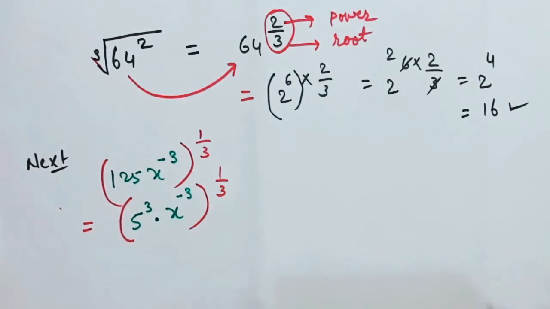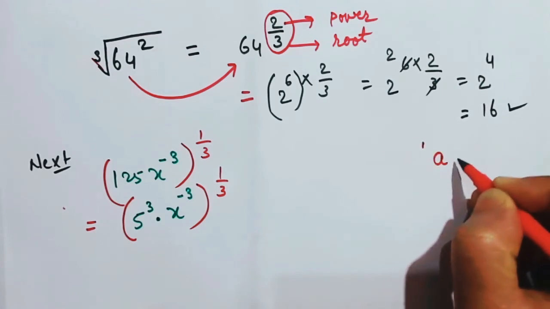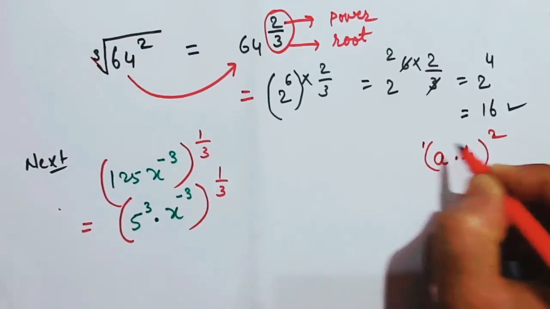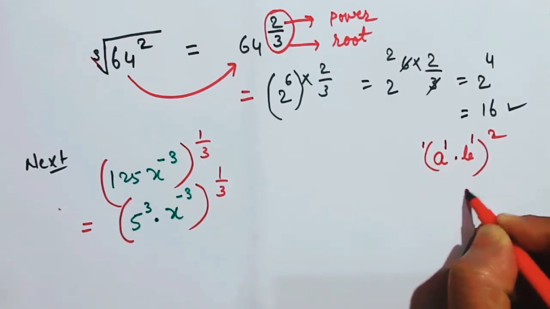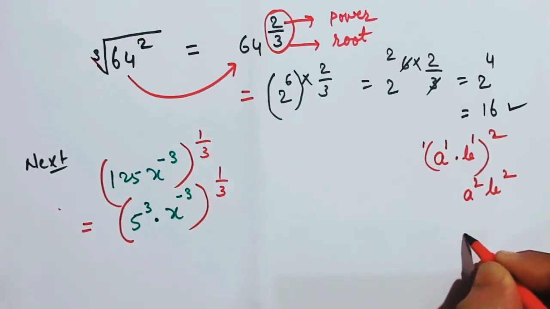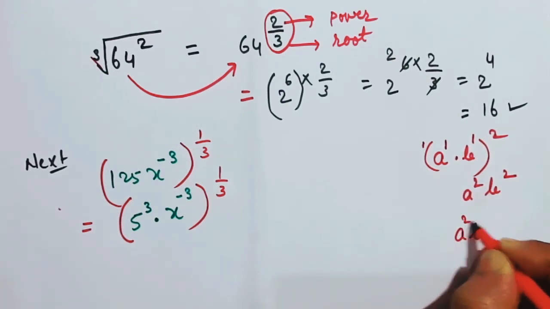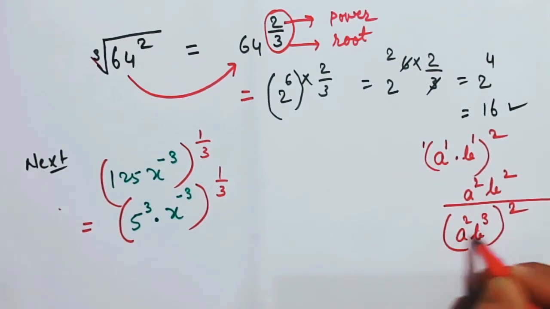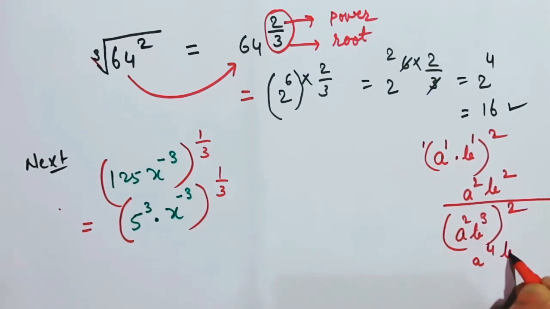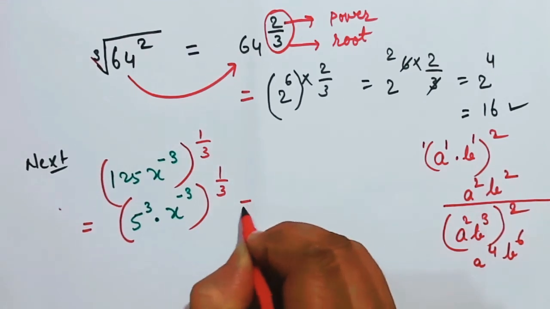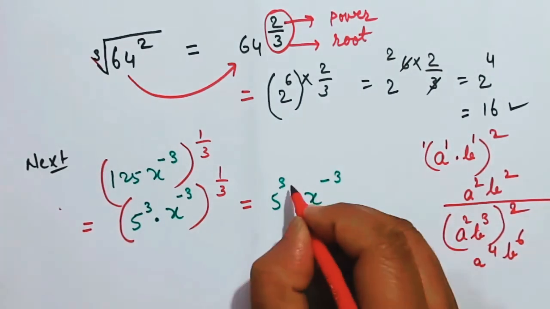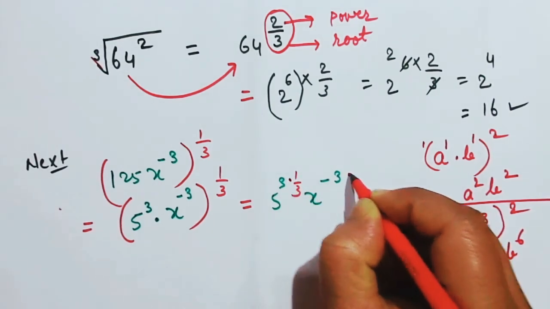Now, my dear, if you have a times b raised to the power 2, this 2 should be multiplied to its power also and this power also, and this will become a square b square. So if you have multiple terms over here, like a square b cube raised to the power 2, for example, we will have to multiply each of these powers. It will become a to the power 4 and b to the power 6. Similarly, over here you will get 5 cube x to the power minus 3, and with each of them I am going to multiply this 1 by 3.